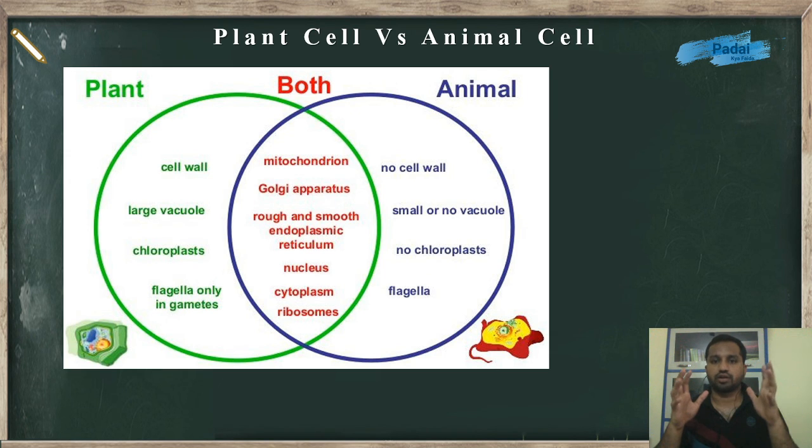The plant has a large vacuole, whereas the animal has small or no vacuoles, right? Plants have chloroplasts. The reason is that the plant is green in color, it has chlorophyll, which is why plant leaves are green, whereas the animal doesn't need that. So there are no chloroplasts present in animals. And flagella are found only in gametes, right? So these are the basic similarities and differences between plant and animal cells. That's all in this video, and we have completed cell structure and function for 8th standard students.